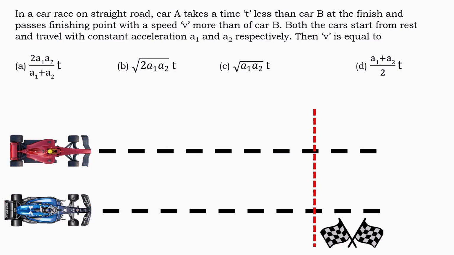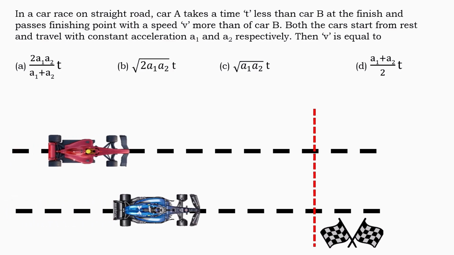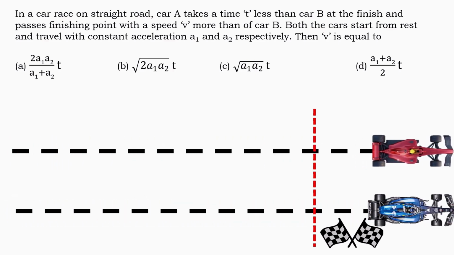Can you solve this JEE 2019 question without memorizing a single equation of motion? Two cars, different accelerations, different finishing times, and a relation between velocity and time defined. Most students get stuck here because they know the formulas, but don't really know where those formulas come from.